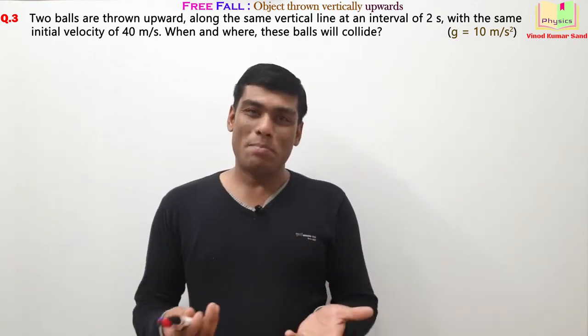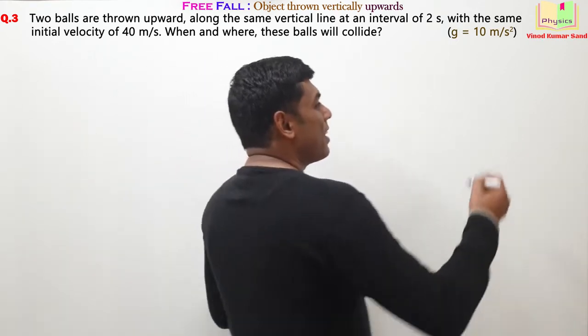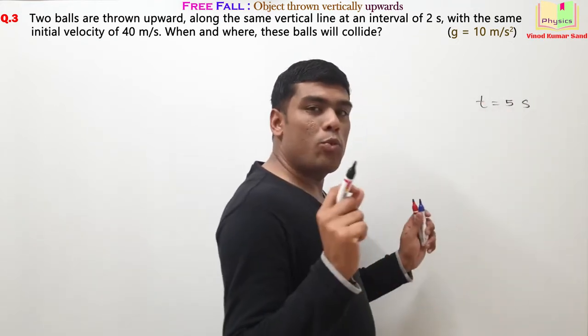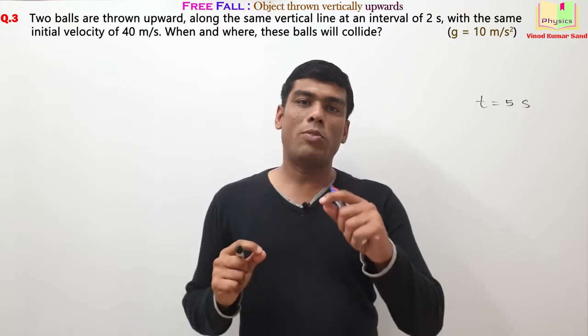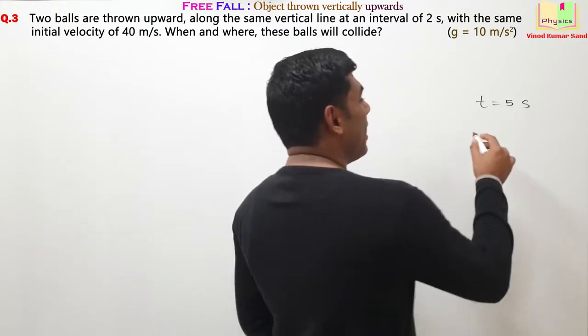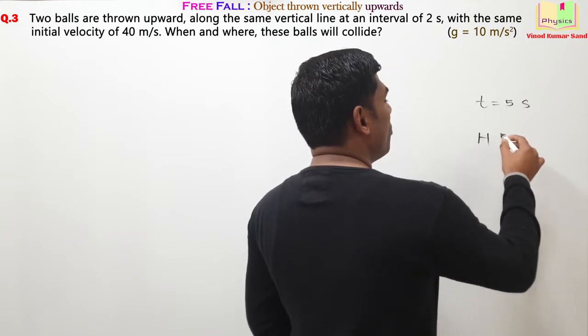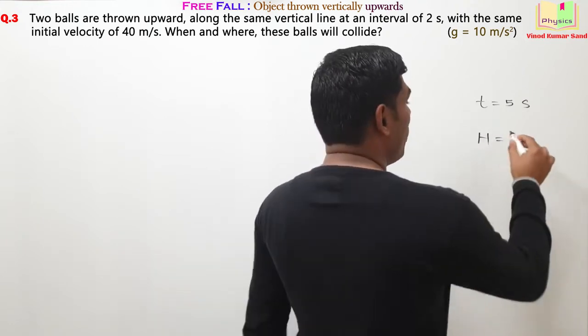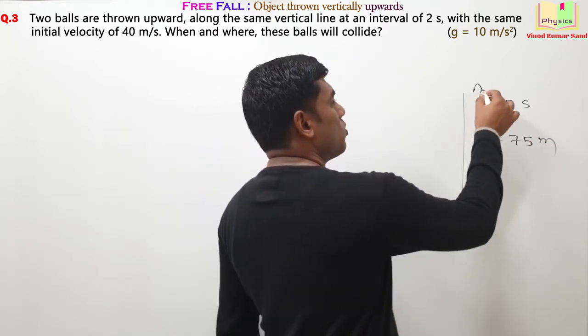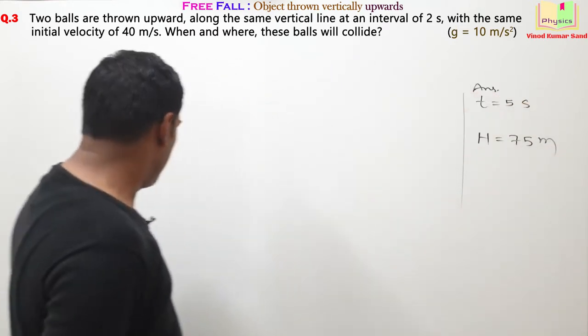Okay, I am telling you the answers. The hitting will take place at t is equal to 5 seconds. We are considering the moment when we project the first ball as t is equal to 0. And the height where these two balls will hit will be equal to 75 meter. These are the answers. I am deriving them.